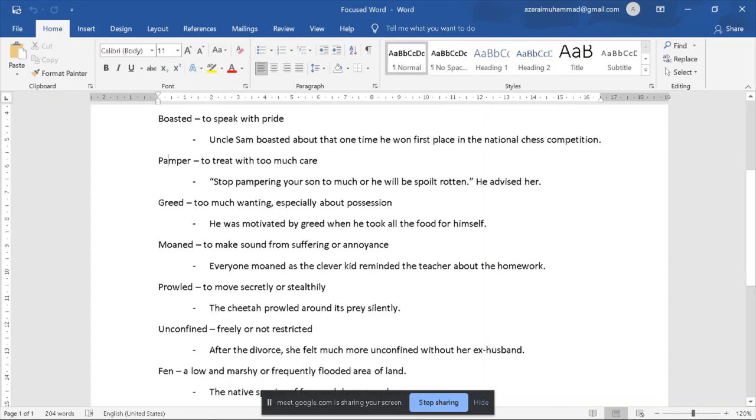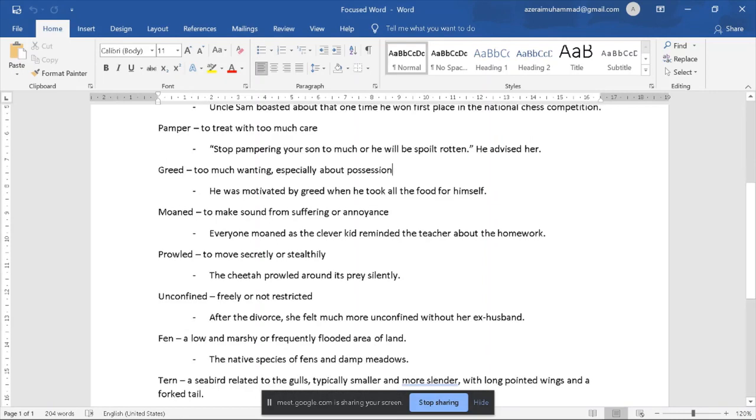Okay, for the next word, pamper, to treat with too much care. An example for this, stop pampering your son too much or he'll be spoiled rotten, he advised her. For the next word, greed, too much wanting, especially about possession. For example, he was motivated by greed when he took all the food for himself.